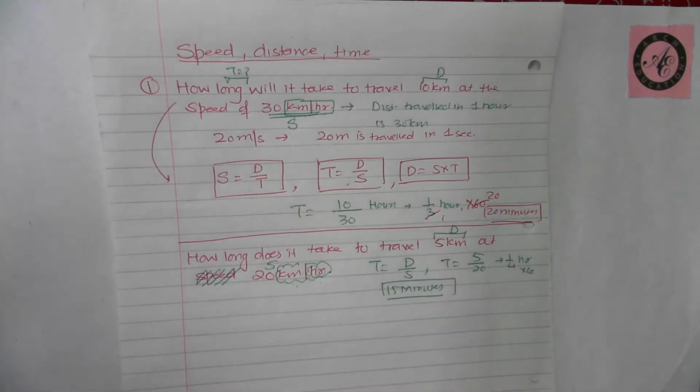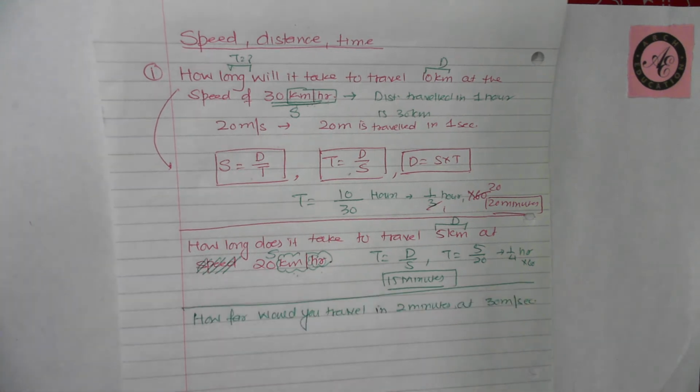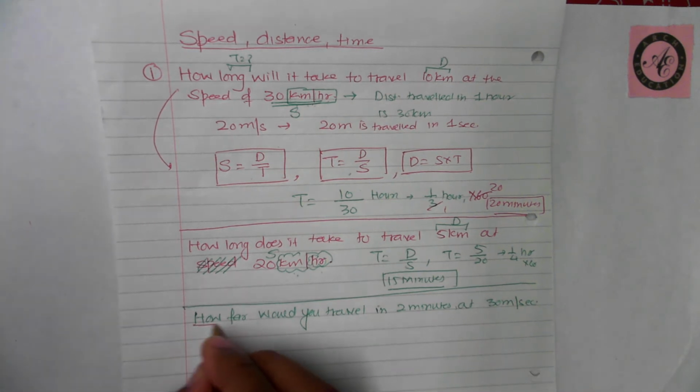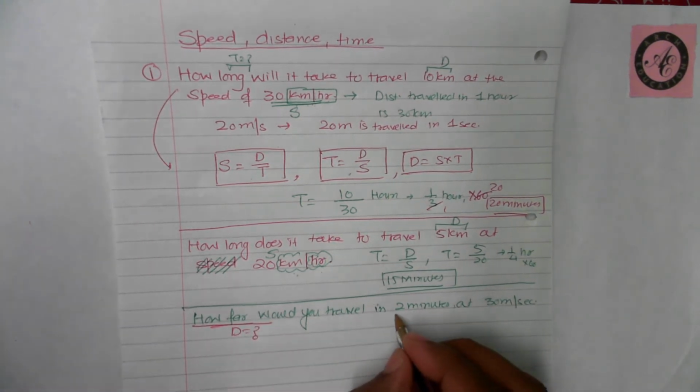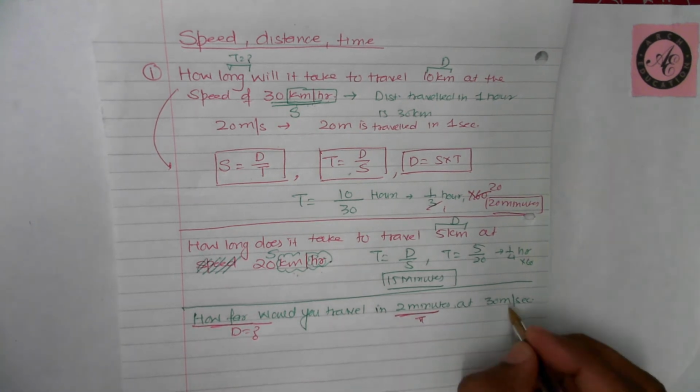Okay, I'm going to do 1 or 2 questions now where the units are mixed up, shuffled up. So here is the third question we're doing today. It says, how far would you travel? That means you're going to find the distance in 2 minutes. This is the time. At 30 meters per second, that's a speed.